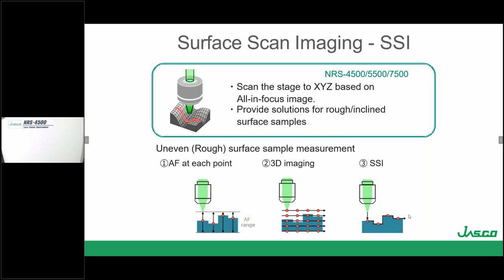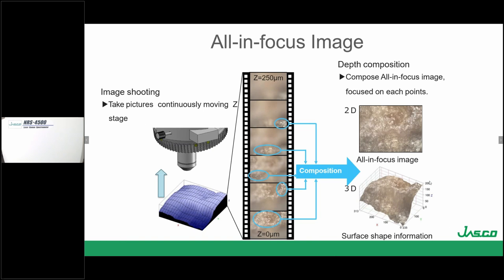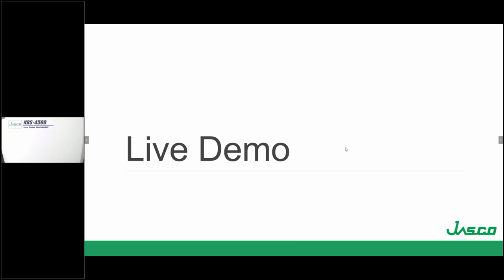But in the case of SSI, what we are going to do is first scan the surface. The surface is going to be stored with all the X, Y, and Z coordinates. Then the stage is going to move to that coordinate, and the measurement is going to be performed. To do the SSI, we first take images at different heights, and then an image is composed. We can observe this image in 2D and also 3D, and the Raman imaging and mapping is constructed in the 2D image. With that, I'm going to move to the live demo.